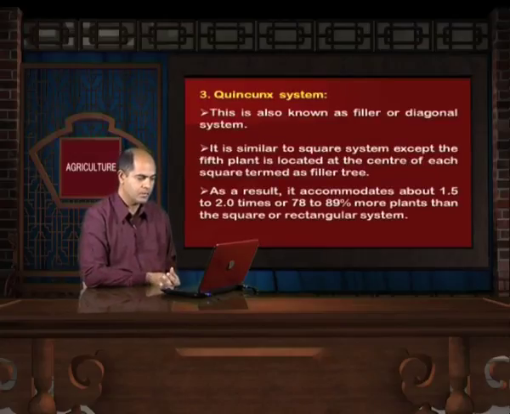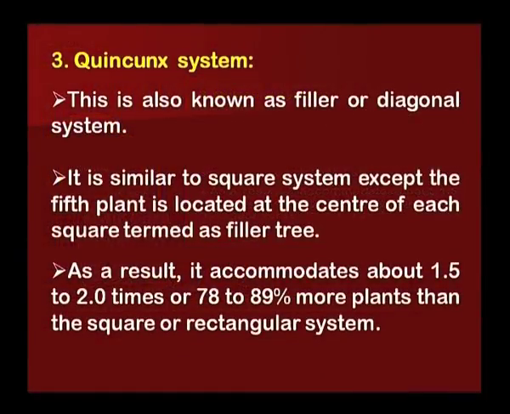Quincunx system. This is also known as the filler or diagonal system. It is similar to the square system except the fifth plant is located at the center of each square, termed as the filler tree. As a result, it accommodates about 1.5 to 2 times or 78 to 89% more plants than the square or rectangular system.